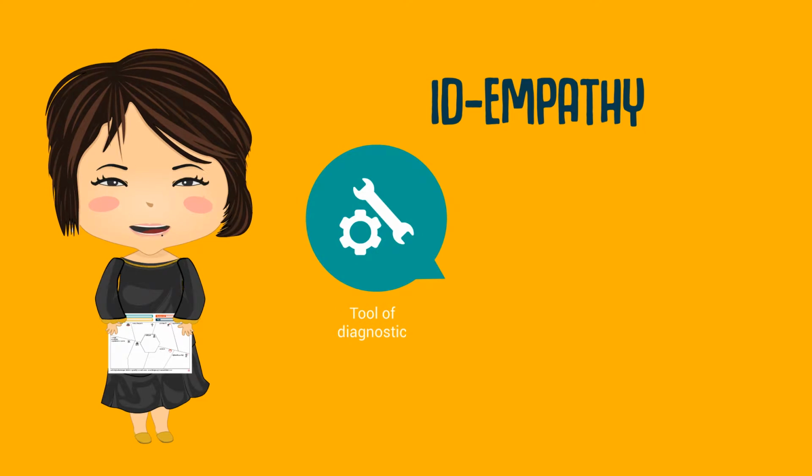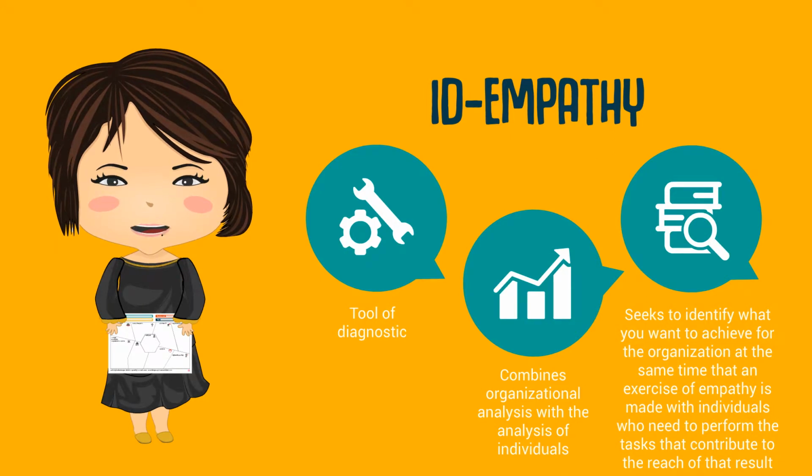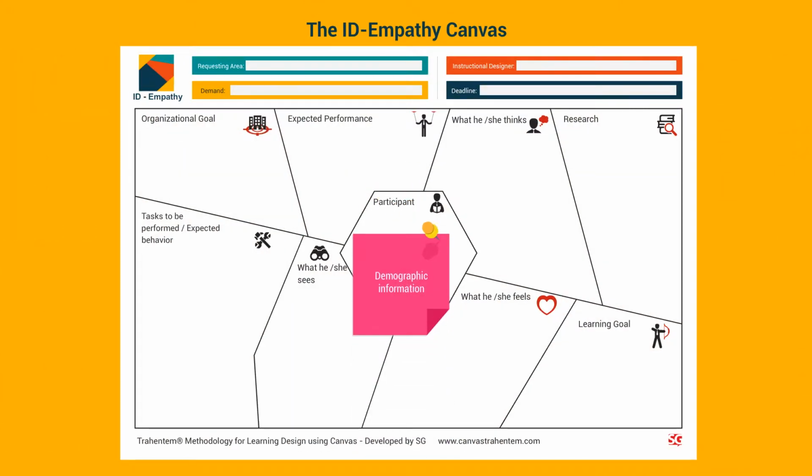This Canvas is a diagnosis tool that combines organizational analysis with the analysis of individuals, as it seeks to identify what you want to achieve for the organization, at the same time that an exercise of empathy is made with individuals who need to perform the tasks that contribute to the reach of that result. In this Canvas, we place the participants or apprentices in the center of the solution design, since everything is related to them. We need to understand what the performance expected for the participants is.